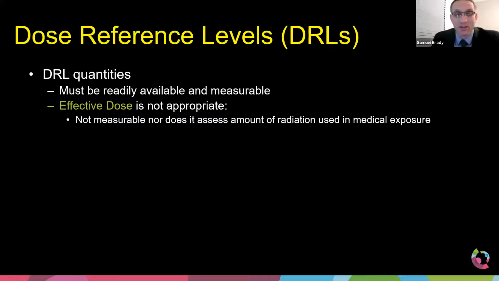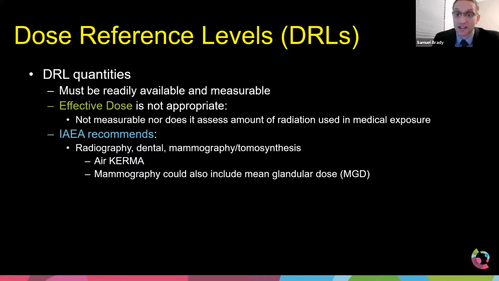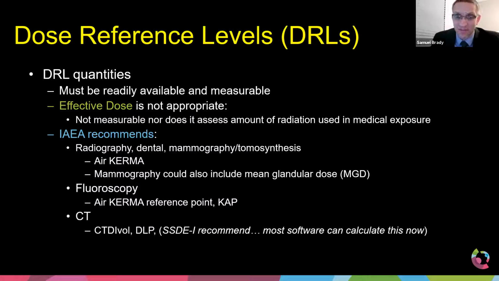And that is why, for example, when we collect dose reference levels, generally speaking, the IAEA and others do not recommend using effective dose. Effective dose does not actually define how much radiation was used in the scan, and it is not something you could measure. So the IAEA does recommend air kerma for radiographs, for dental units, and for mammograms or breast tomosynthesis units. We'll talk about that more when we get to those modalities. Now in mammography and breast tomosynthesis, you could also calculate, for example, mean glandular dose. In fluoroscopy, they recommend using the air kerma reference point, or the air kerma area product, or KAP. In CT, we've talked quite a bit about volume CTDI and DLP.